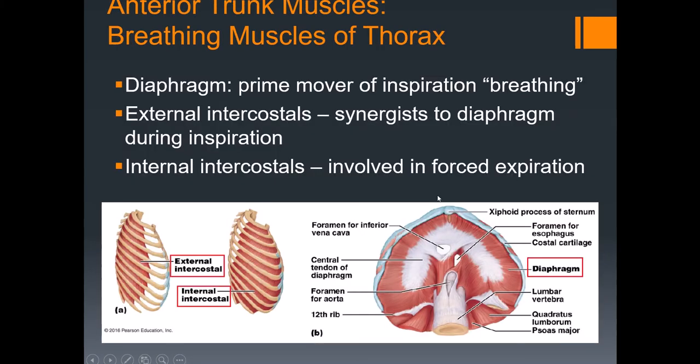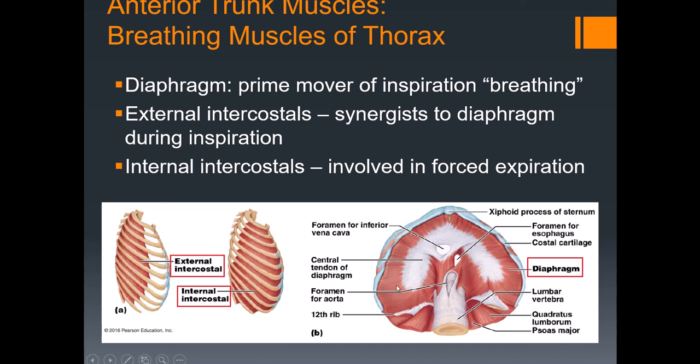If we look at our anterior trunk muscles, we're starting with the muscles for breathing. So the prime mover for breathing is the big old dome-shaped muscle called the diaphragm. But then the external intercostals are synergists during inspiration, and the internal intercostals are synergists to the diaphragm when you have to forcefully exhale. If you're just doing a normal breath, then it's really just the contraction and relaxation of the diaphragm and external intercostals. But if you have to forcefully exhale, then you have to add in those internal intercostals as well.